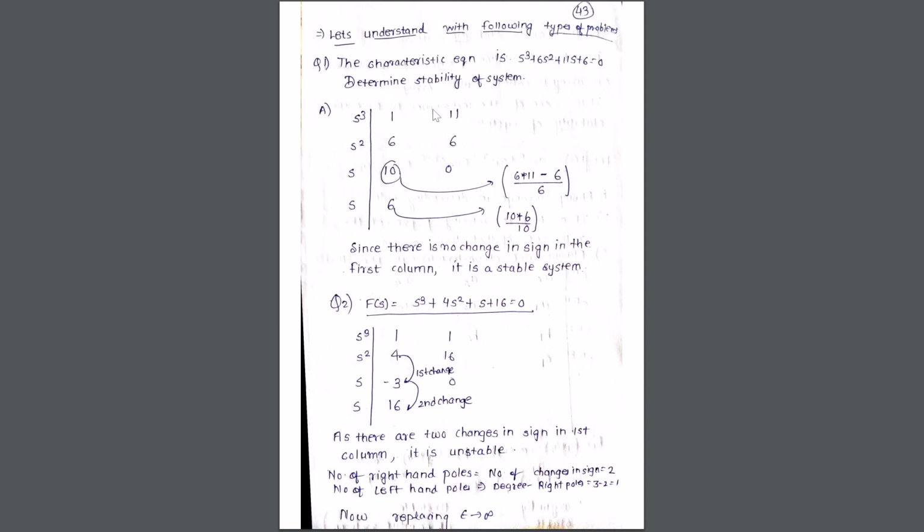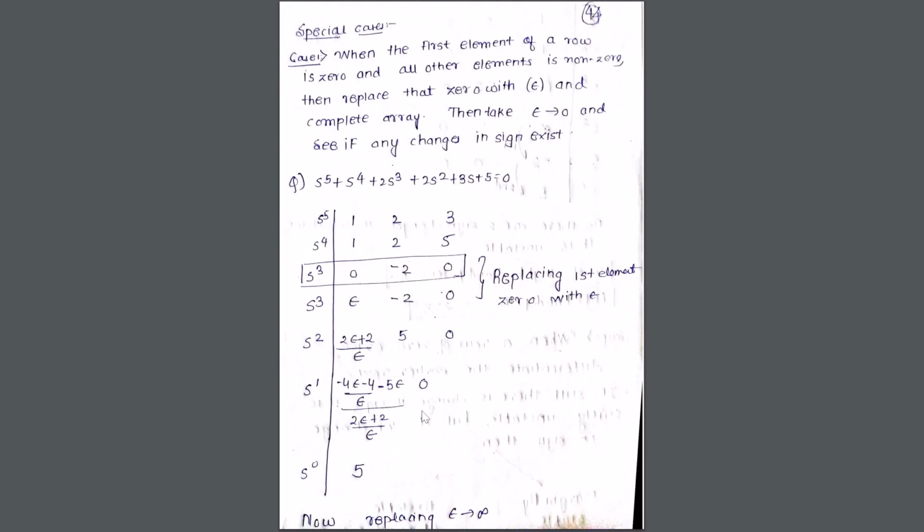If in the first column there is a change in sign, it is considered to be an unstable equation. Since here there is no change in sign, it's a stable equation. Since here there are two changes in sign, it's an unstable equation with the number of poles on the right half of the plane given as 2.